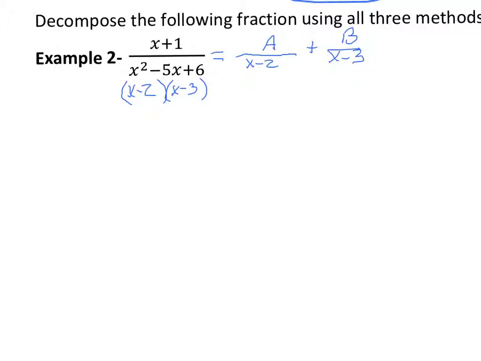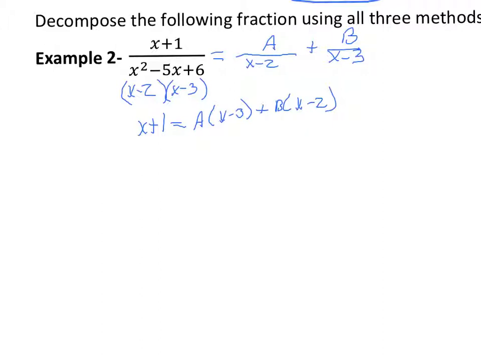Now we need to clear our fractions. So we're going to times everything by x minus 2, x minus 3. So over here on the left, the denominator is going to wipe out, so I get x plus 1. What's going to happen on the right? I get a times x minus 3 plus b times x minus 2. Good. Now let's start using our sweet numbers. Let's do that method, and then I'm going to show you how to use systems of equations to solve it as well. Okay? All right, so our sweet numbers.